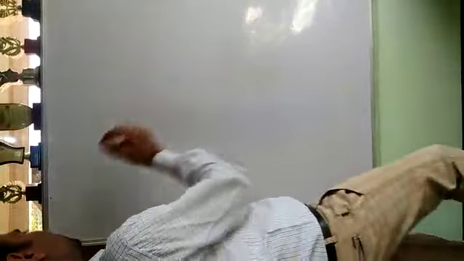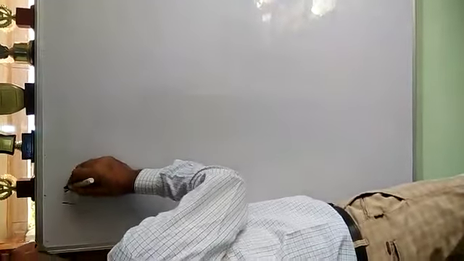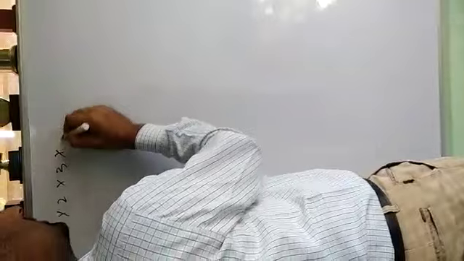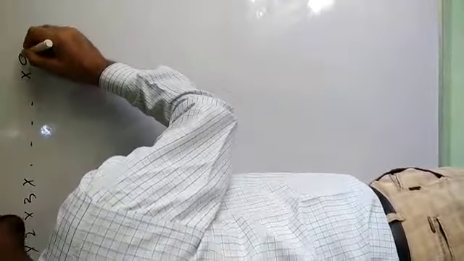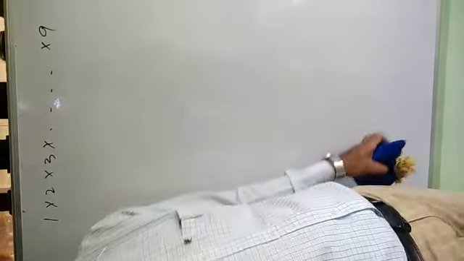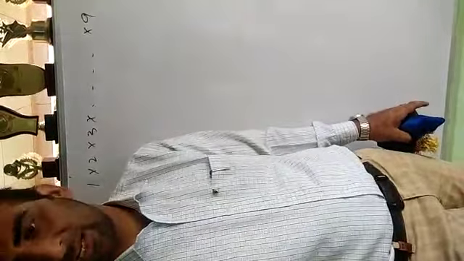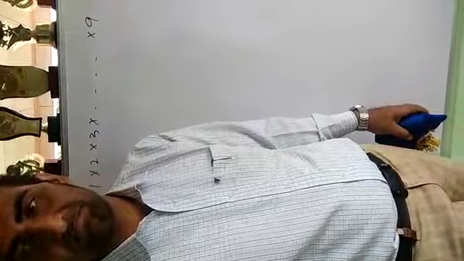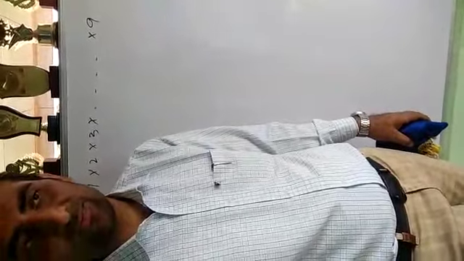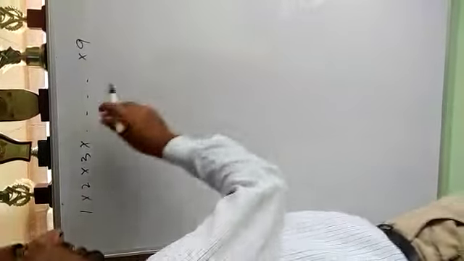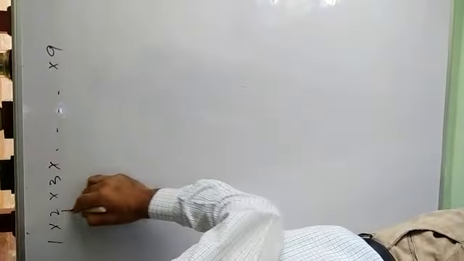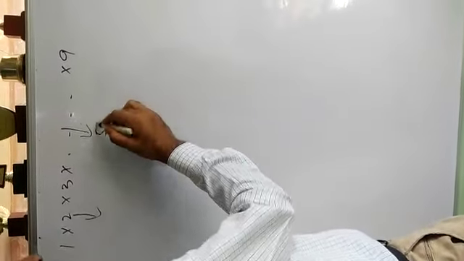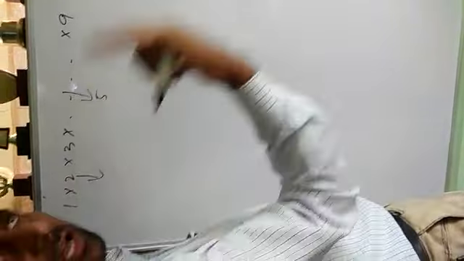Now I want to pose an exercise here. Suppose we want to find the last digit of this number: 1 into 2 into 3 into 4 up to 9. So students, what is the last digit of this number? You have 2 seconds for this. See here, it is a product up to 9. So it includes 2, it also includes 5. So 2 into 5 is 10. So the last digit of this would be 0.